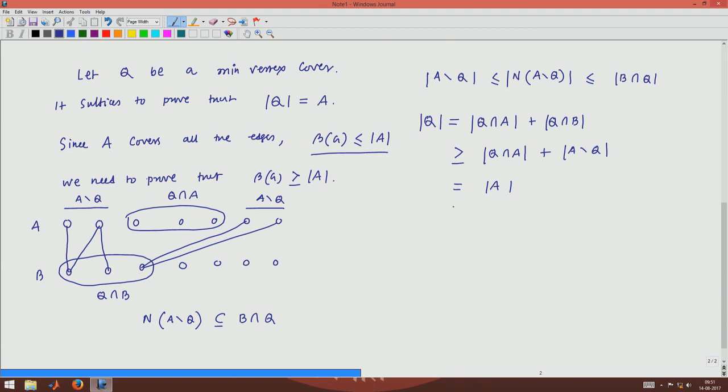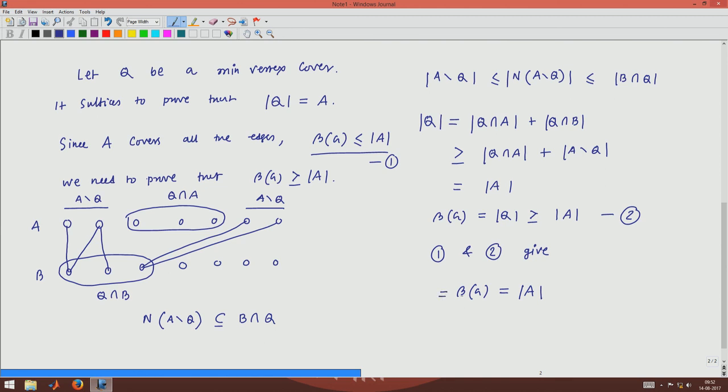Okay. So, what we have proved here is that the size of the minimum vertex cover, which is the cardinality of Q, is greater than or equal to the cardinality of A. So, say this is my equation 1 and this is my equation 2, and then equation 1 and equation 2 give that beta G is equal to the cardinality of A. Okay.